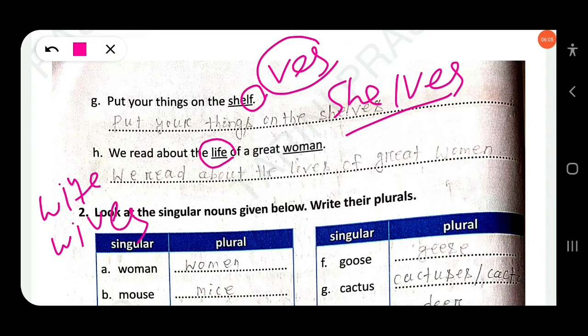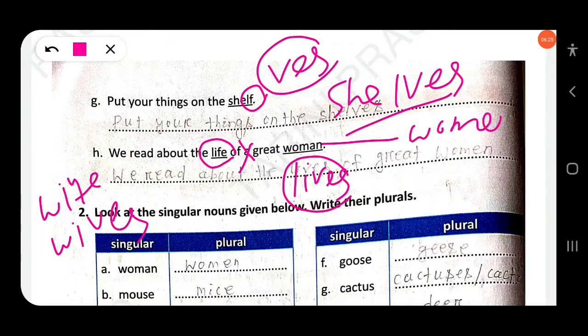Similarly, here: life, lives. The article "a" will be removed here because we are changing the singular into plural, so there is no need to use "a". We read about the lives of great women. Woman will change into women. Clear?